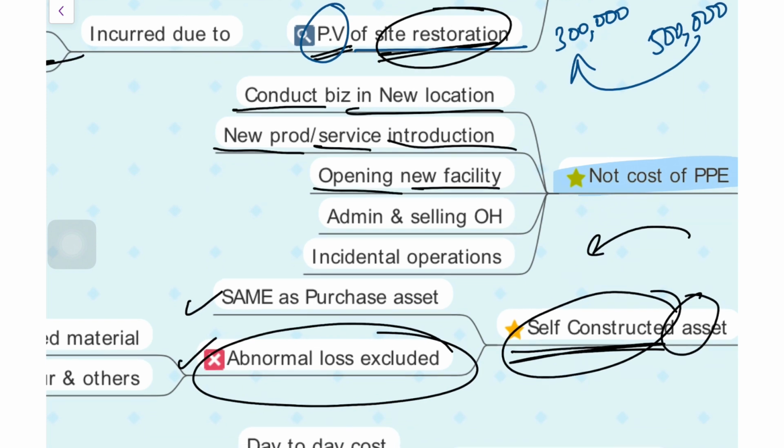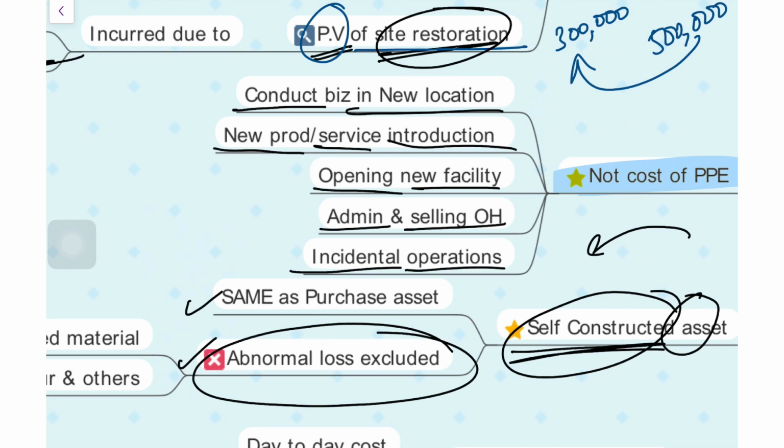Then opening a new facility. If you are opening a new facility somewhere, it is not directly related to your production. It is about you and your customers and your place and how and where you are going to set up your business. So that cost will also not be included here. And any administration and selling overheads, because that comes after the production process only.